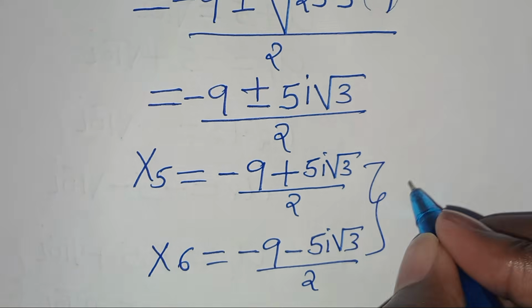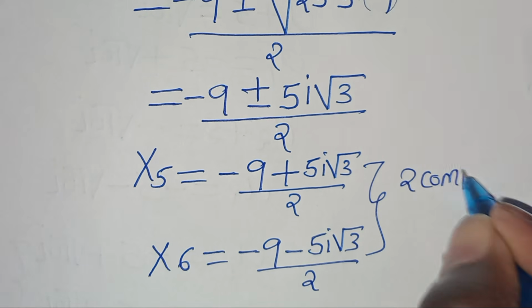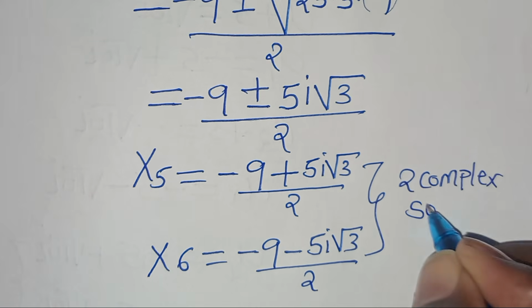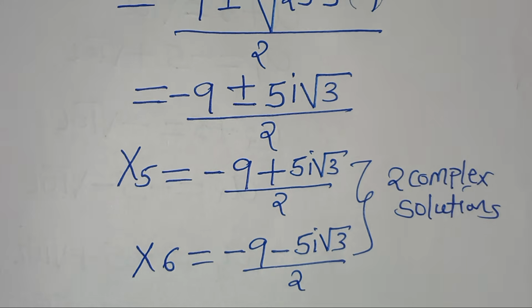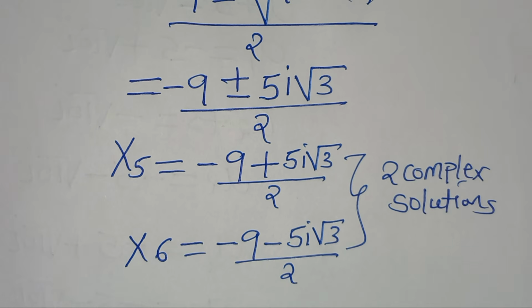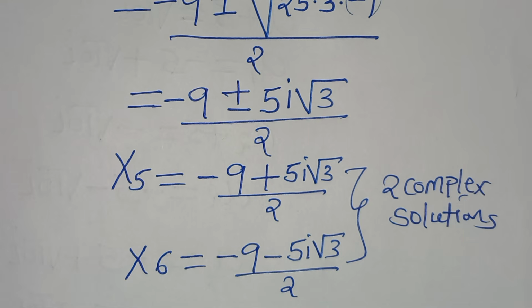Now these are two complex solutions. These are two complex solutions under case 2. And this totals to 4 complex solutions for this algebra problem. We have 2 real solutions and 4 complex solutions.